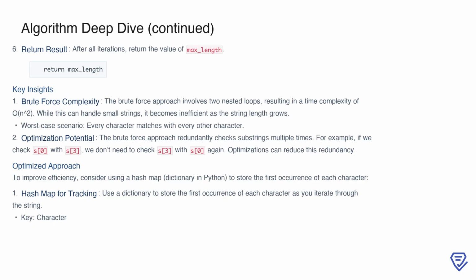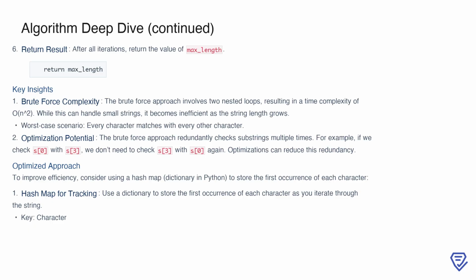It's important to understand that while this brute force approach is straightforward to implement, it has a time complexity of n² due to the two nested loops. This means that as the length of the string increases, the algorithm becomes increasingly inefficient. In the worst-case scenario, where every character in the string matches with every other character, the number of comparisons can grow significantly. This inefficiency arises from redundant checks, such as comparing the same pair of characters multiple times. For instance, if we've already checked S0 against S3, there's no need to check S3 against S0 again.